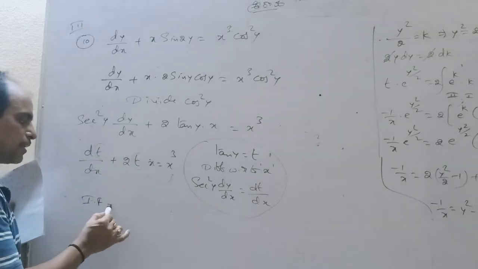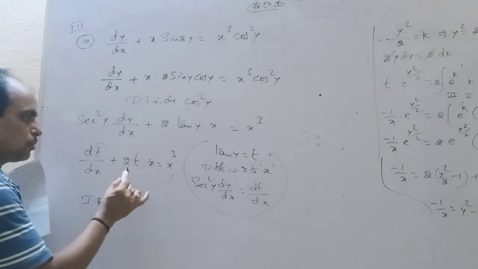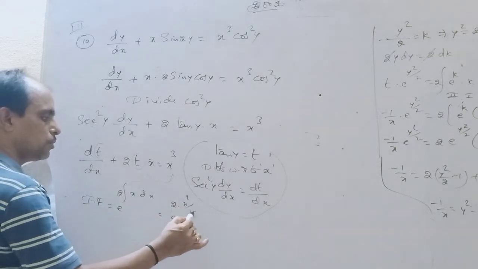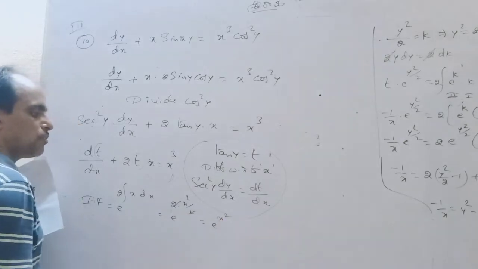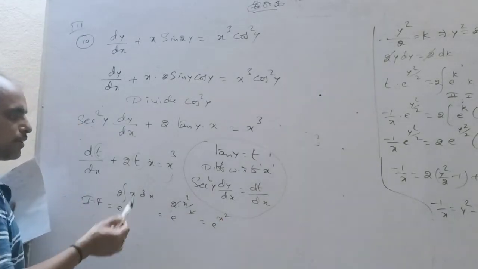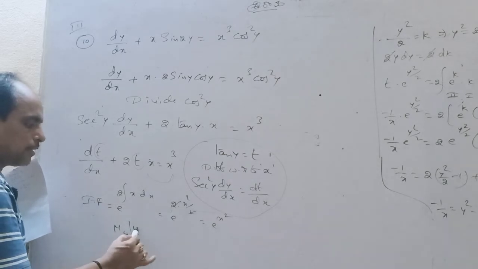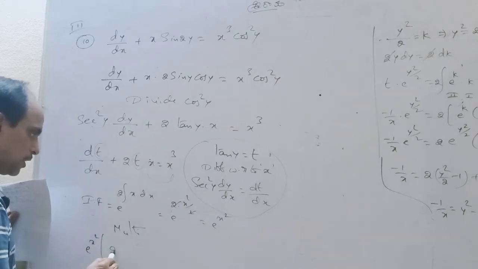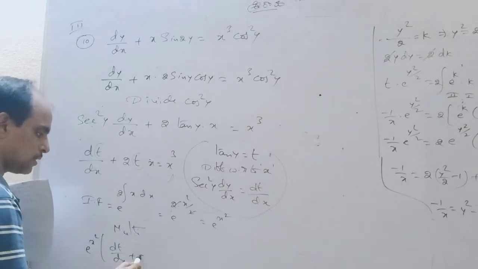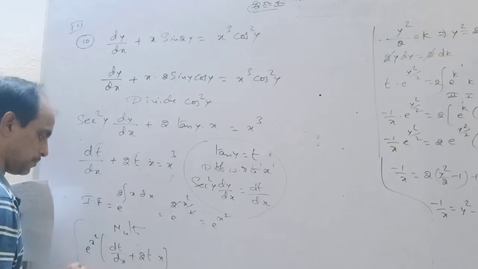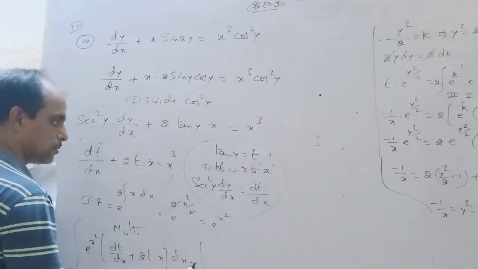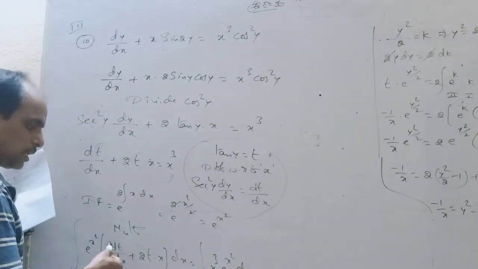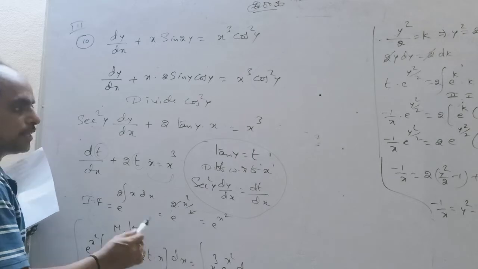Then what about the integrating factor? E to the power of integral of 2x dx. That is e to the power of 2 into x square by 2. So e to the power of x square is the integrating factor. Next step, just multiply the integrating factor with this equation, that is e power x square into dt by dx plus 2tx is equal to x cube into e power x square. On the left hand side it is very easy, t into the integrating factor.